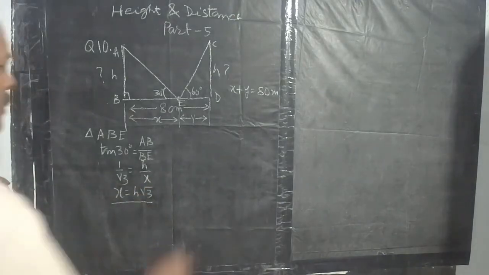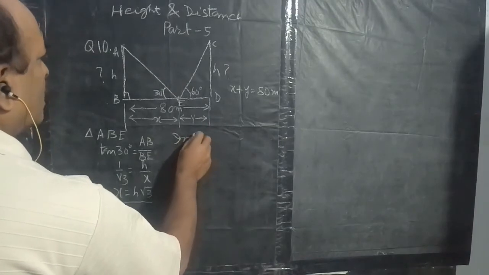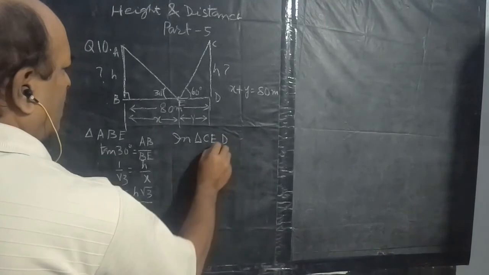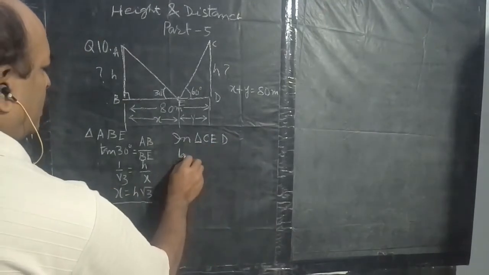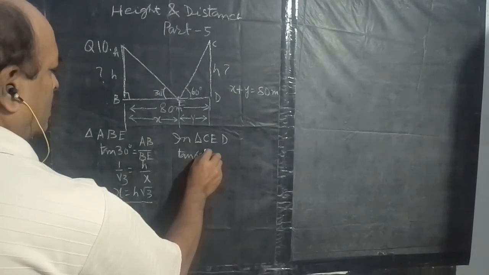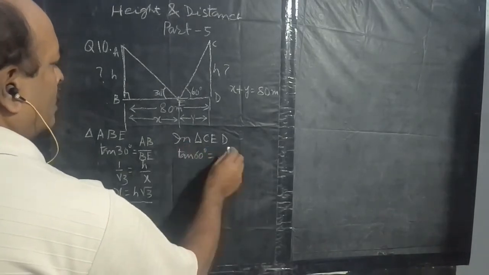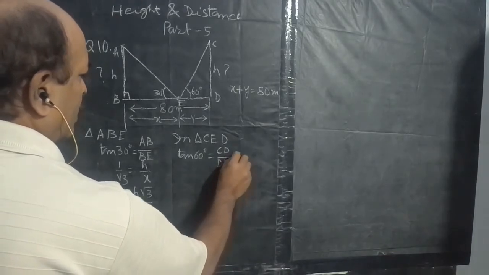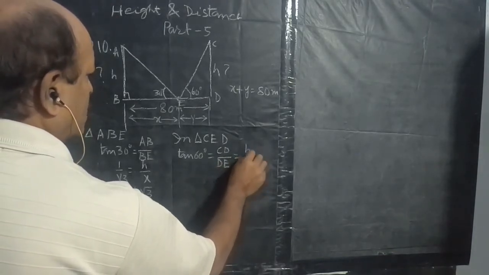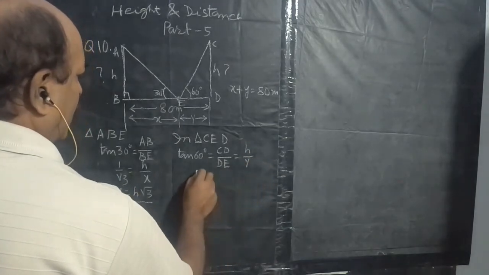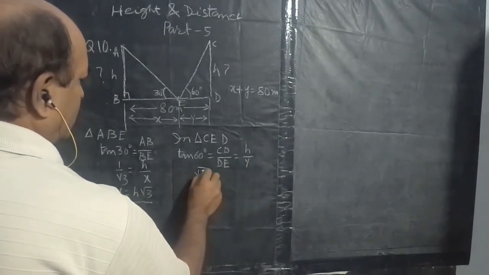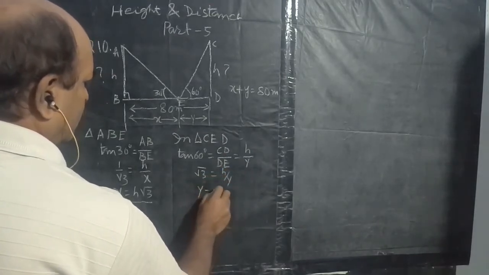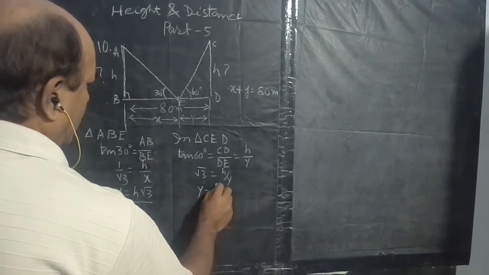Okay. Now here another triangle, in triangle CED, tan 60 degree equal to CD upon DE. Now CD is H and DE is Y, and tan 60 degree is root 3. So root 3 is equal to H upon Y. So Y is equal to H upon root 3.